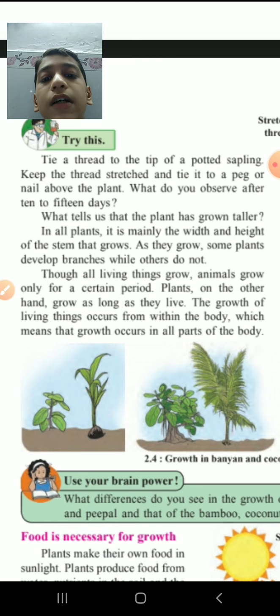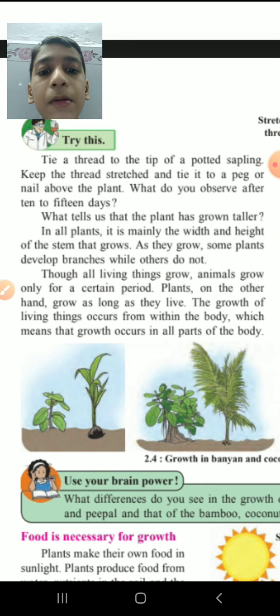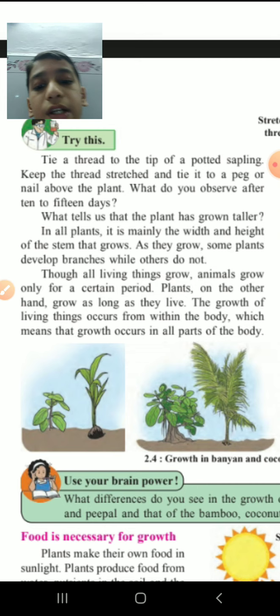In all plants, it is mainly the width and height of the stem that grows. As they grow, some plants develop branches while others do not. Though all living things grow, animals grow only for a certain period. Plants, on the other hand, grow as long as they live. The growth of living things occurs from within the body, which means the growth occurs in all parts of the body.